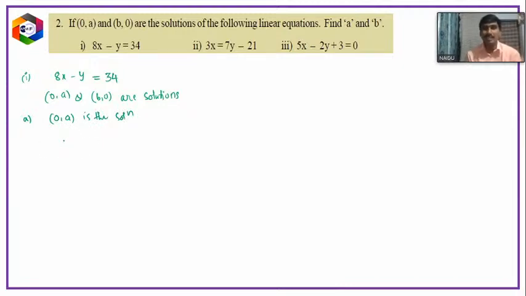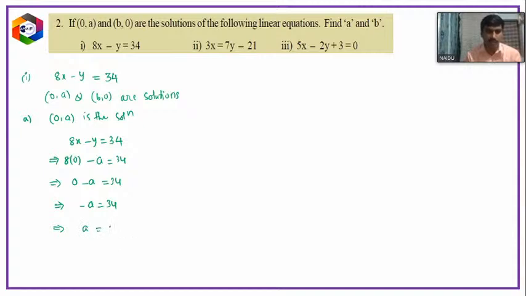Since the solution satisfies the equation, what is the equation? 8x minus y is equals to 34. So 8 into 0 minus, since the value of y is a, is equals to 34. 8 into 0 is 0. 0 minus a is minus a. Minus a is 34. If minus a is 34, what would be the value of a? It will be minus 34. Why? Because upon multiplying both sides with minus, minus of minus a will be plus a, and minus of 34 will be minus 34.